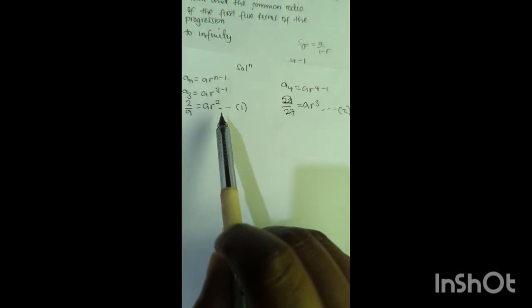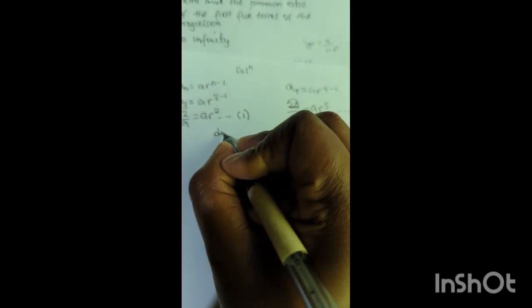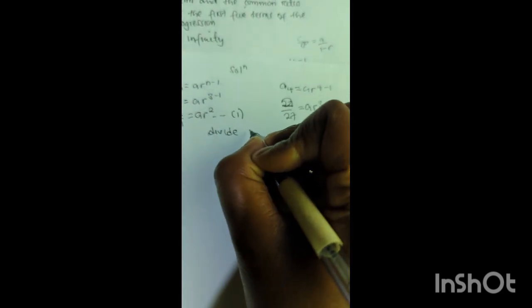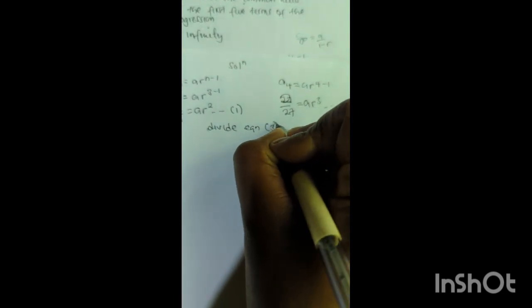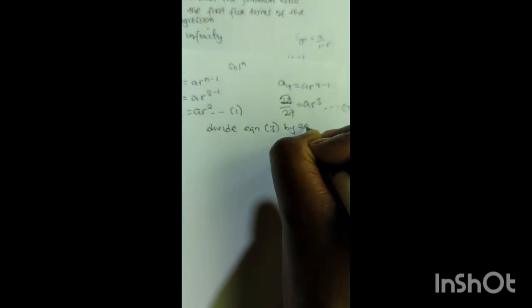Look at equation 1 and equation 2 and find the equation with the higher power. This one has a power of 3 and this one has a power of 2. So you divide the one with the bigger power by the one with the smaller power. So divide equation 2 by equation 1. When you get used to it, you won't even be writing these steps. I'm just writing them so you can follow through.